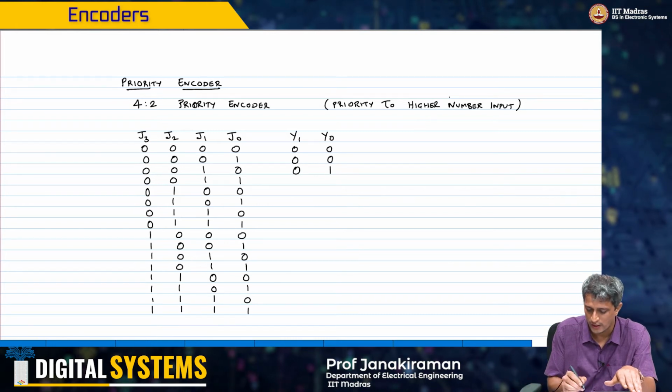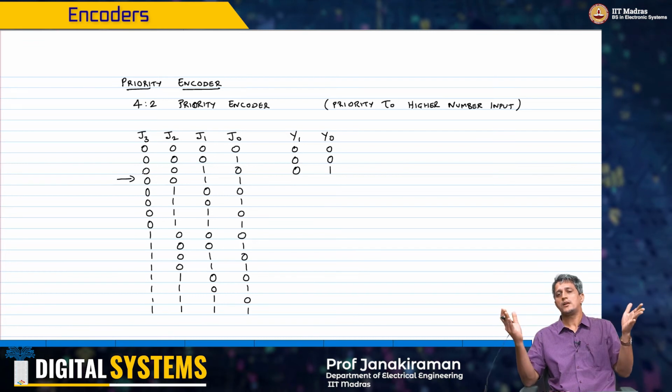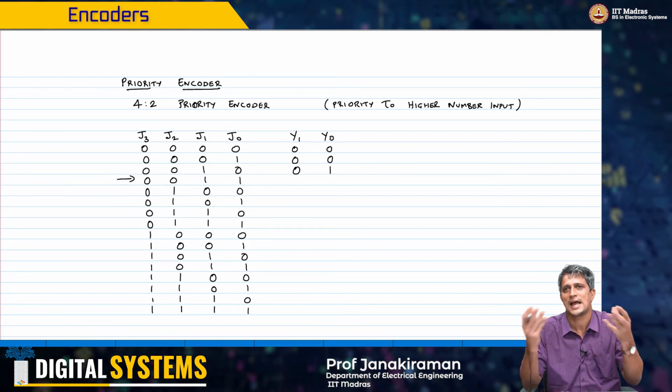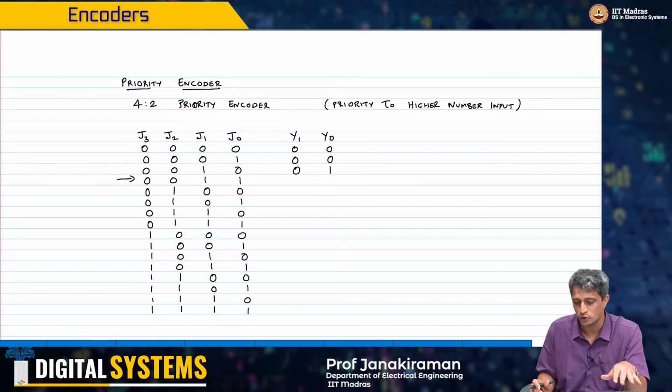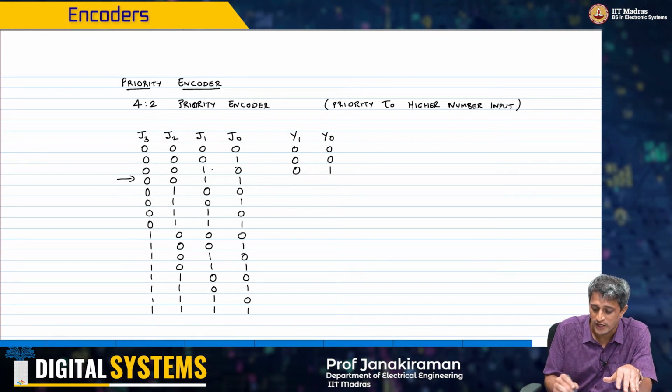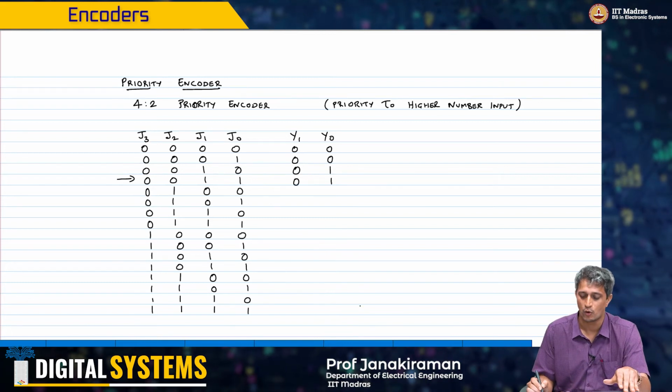Okay, now in this input there is a clash. Whenever there is more than one input going high, there is a clash, and therefore we have to prioritize. So we are going to prioritize the higher number input, that is J1. Therefore this will continue to be 0 1.